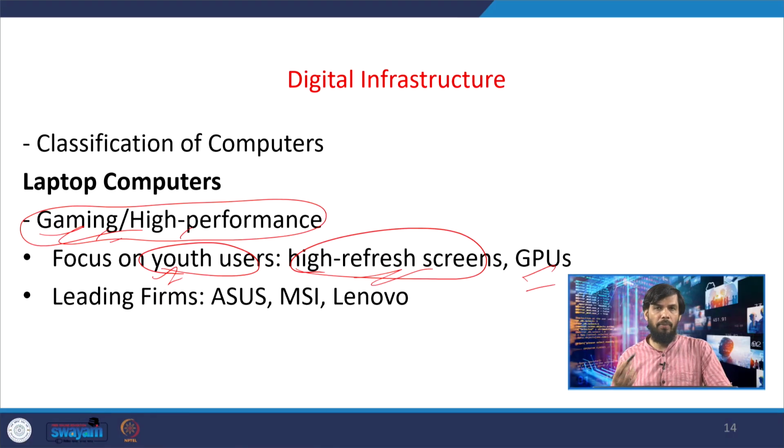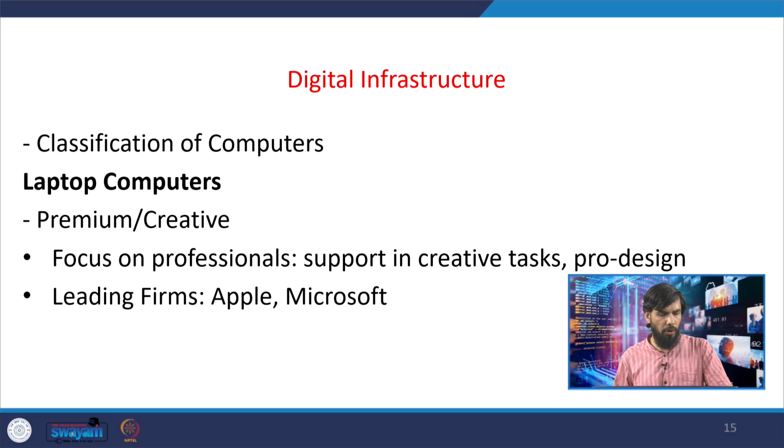GPUs, parallel processing, because a lot of images are being shown, so faster image processing, because the scene is changing from one setting to another setting to another setting. So GPUs will speed up that processing. So this gaming high performance image processing is needed. So for these gamers, the kind of laptops that are needed are slightly different. Leading firms Asus, MSI, Lenovo, so these are some of the firms which are best sellers in this particular segment. Moving on, next is premium or creative category.